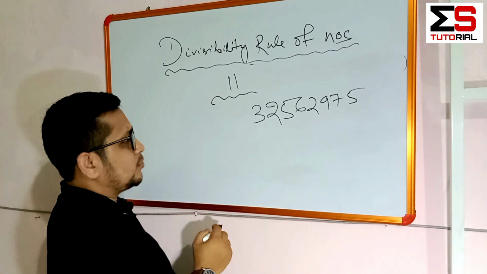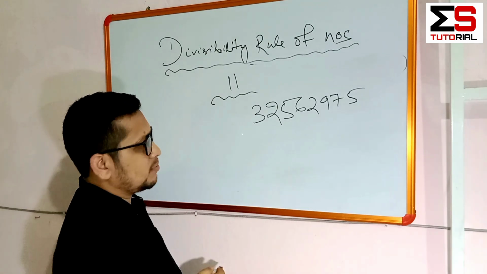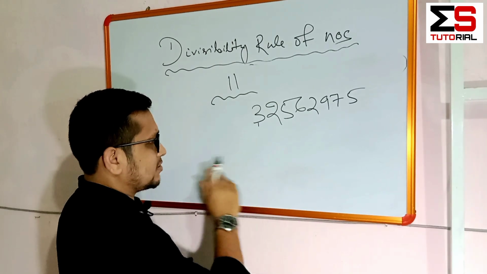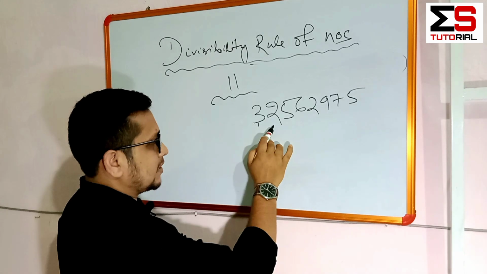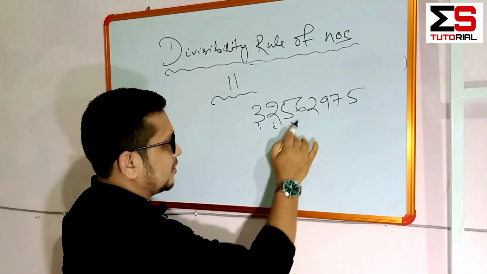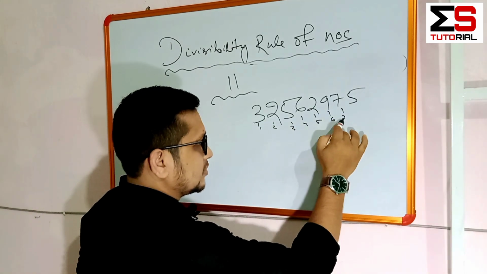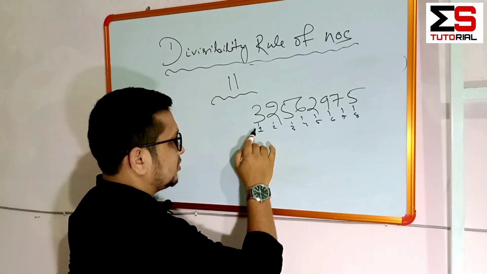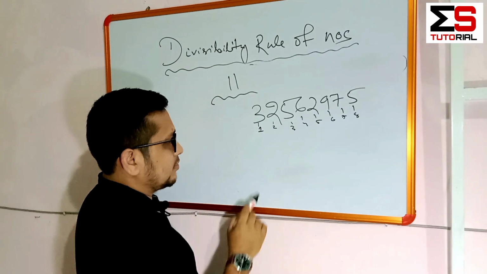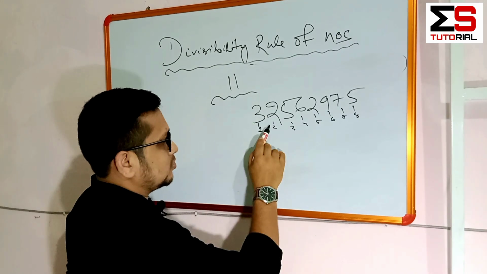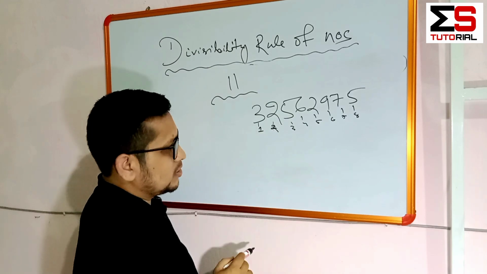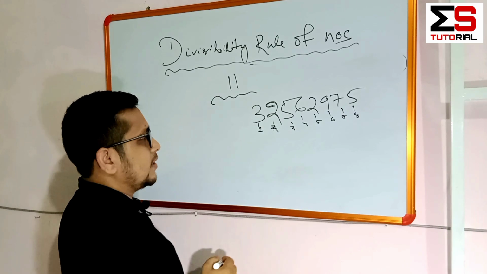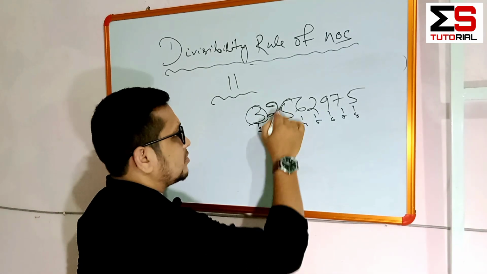So first of all we have to add the odd placed digits. Here odd placed means this is the first digit from the left, this is the second, this is the third and fourth, fifth, sixth, seventh and eighth. So this is the first digit, odd placed as 1 is odd. This is the second placed digit, here is 2, as 2 is even, so this is an even placed digit. Like that we have to add the odd placed digits first.